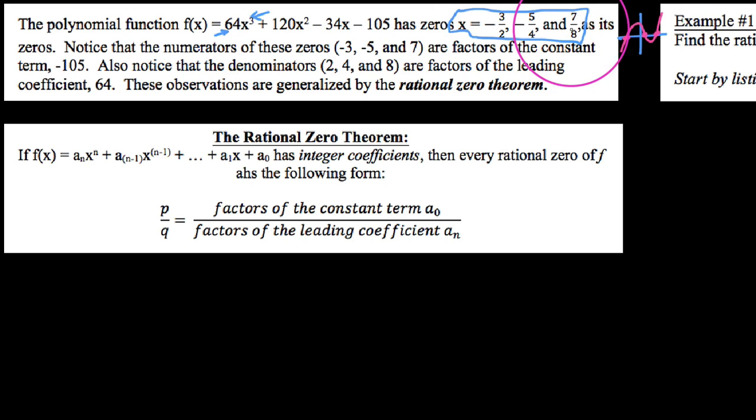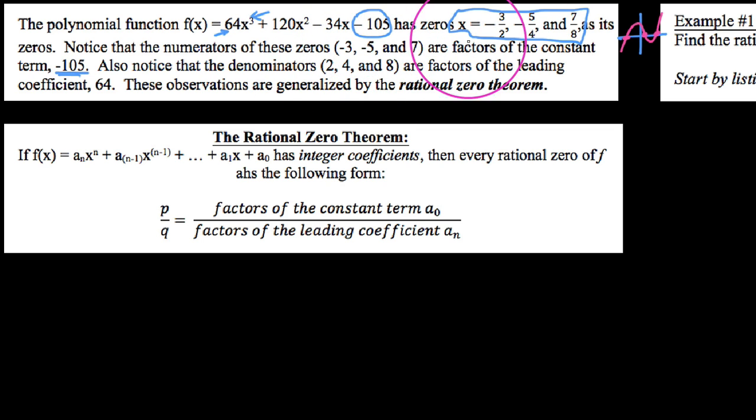Another way of saying this is when you graph something, these are the x-intercepts that we're after here, okay? So if these are the zeros of this function, notice that the numerators of these zeros are -3, -5, and 7. Looking on the top here, -3, -5, and 7. We say these are factors of the constant term -105. I wouldn't expect the layperson to recognize that they're factors of -105 because it's a larger number, but they are indeed factors of this constant term right here.